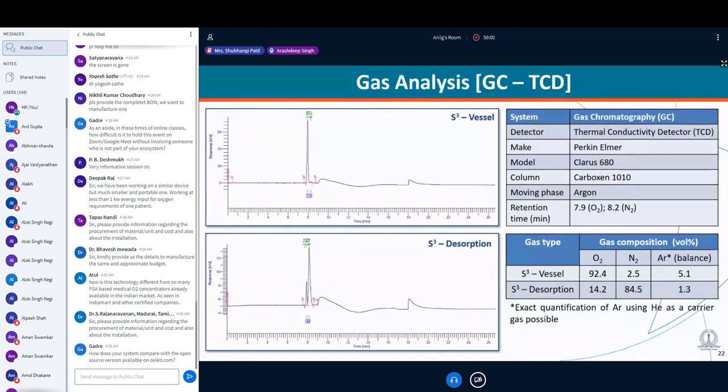The balance was nitrogen and argon. Argon we cannot measure with the current system because we are using argon as the mobile phase. If you want to measure argon also, you need to use a different carrier for the GC, and helium is one of the best carriers to use. Next slide, sir.